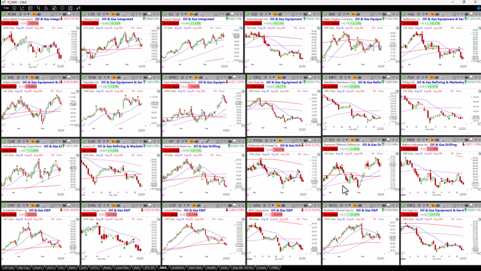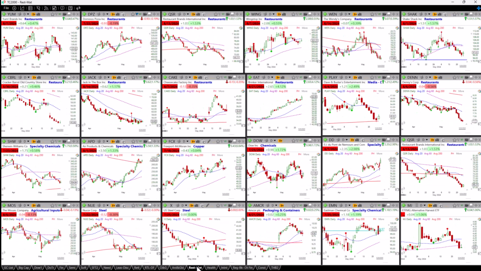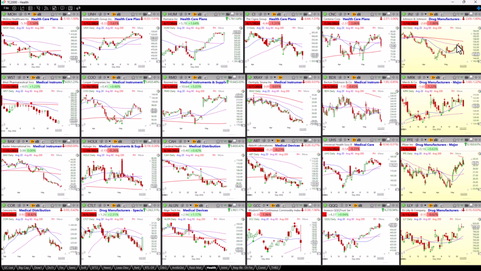It's visual, whereas I could bring up the sector, with the list of stocks in the ETF and click on them one by one, but this is just another way of doing it. Here we have gold stocks, aerospace and defense, and some gold stocks. Again, I'm not going to go through these, but you get the idea. I'm just clicking on each tab to show you: restaurants, copper, chemicals, packaging, steel, healthcare, and looking around.